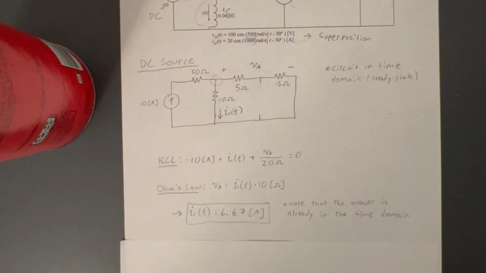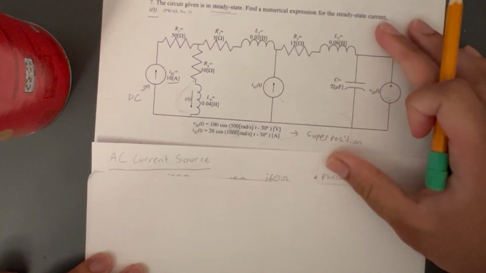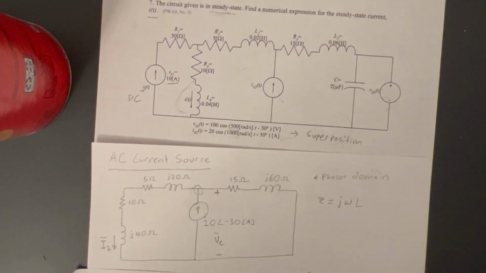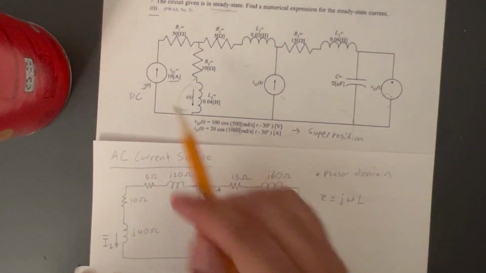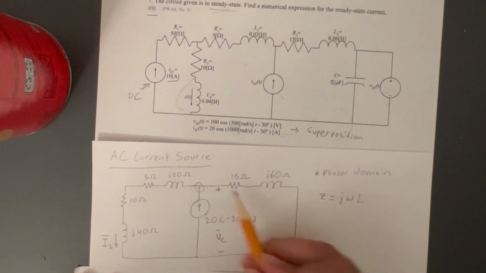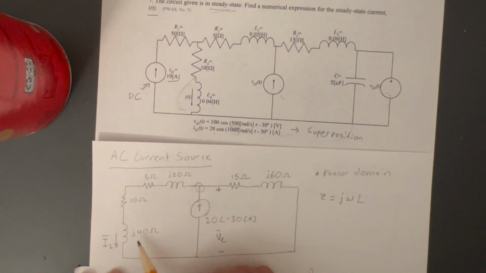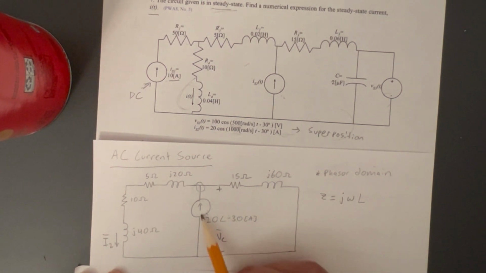So we can move on to solving for the AC current source. Alright, so now we can begin solving for this AC current source. I've gone ahead and drawn the circuit diagram. As you can see, I've removed this source and this source, and I've converted this whole thing into the phasor domain. So these are impedances, and I've already converted these using this formula. And this is our AC source, in phasor notation.